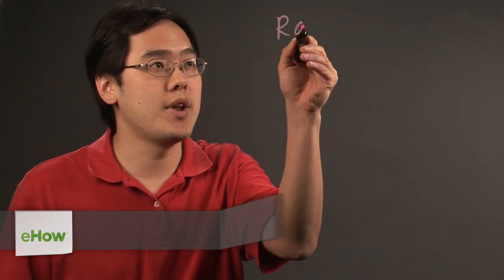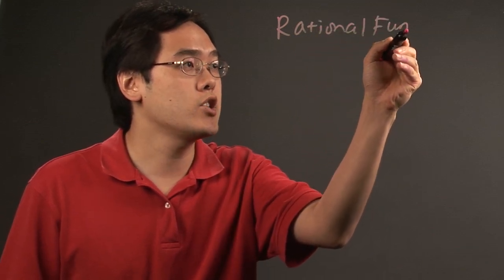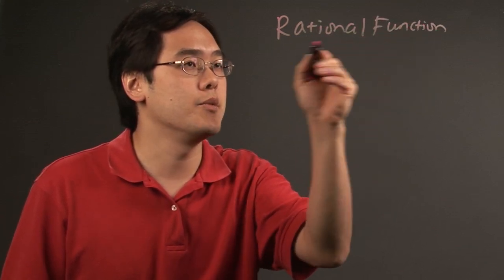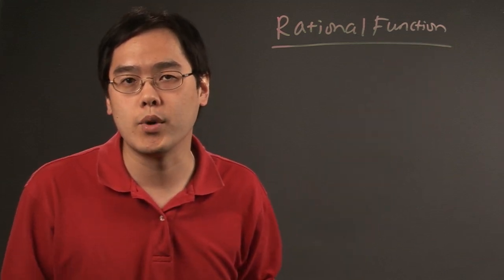Now, whenever you have a function with a denominator, you're looking at what's known as a rational function, more often than not. And a rational function involves having polynomials in both the numerator and denominator. So there's a couple of things that you generally want to keep in mind when it comes to graphing one of those.